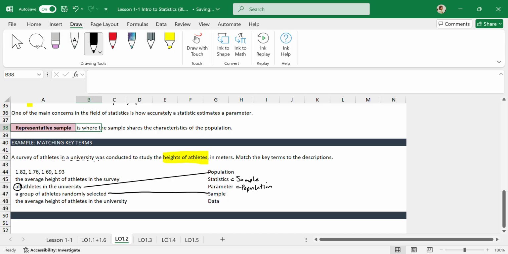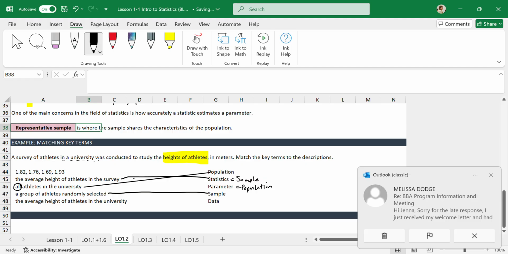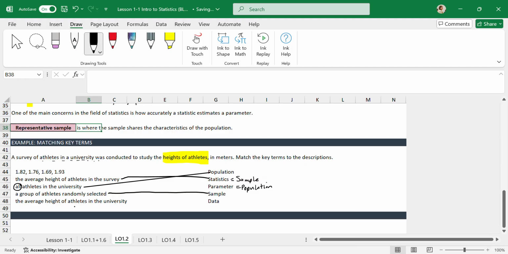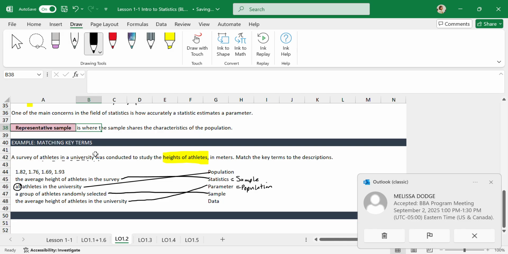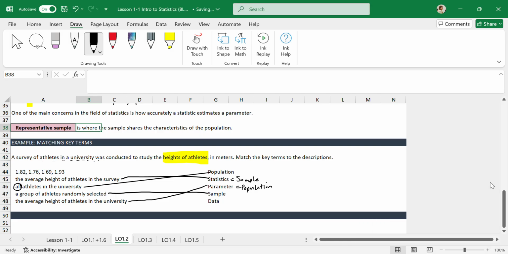One of them says the average height of athletes in the survey. Those are only the ones you ask, so that would be the statistic from the sample, the people that get sampled. And the other one, the parameter, is the average height of athletes in the university. That would be the data, the height. That's a number you can calculate, but for everybody in the university. So that would correspond to the population.